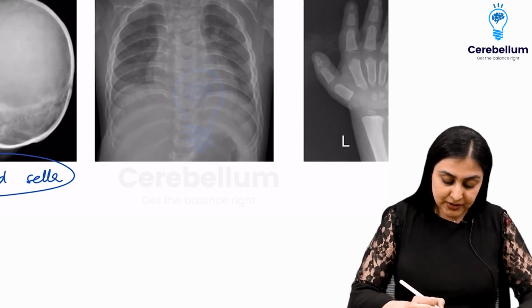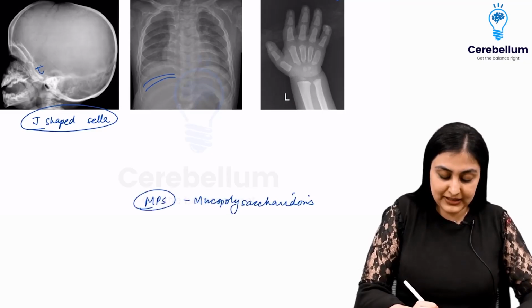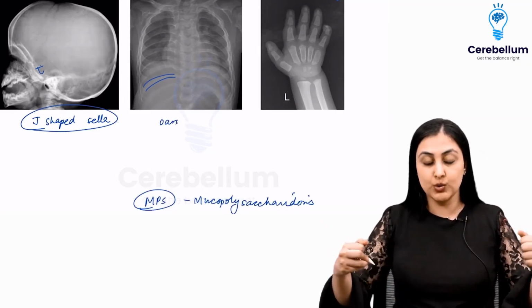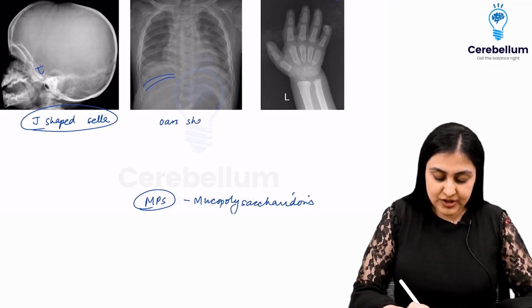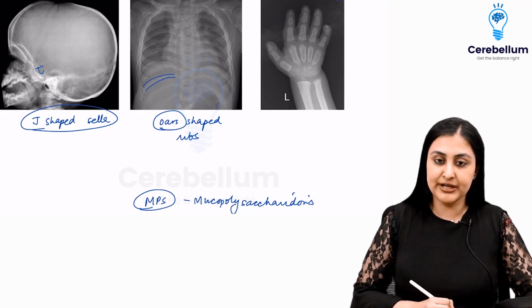Look at the ribs here. The ribs appear very, very widened. The shaft of the ribs is very much widened like oars of the boats. So these are called oar-shaped ribs. Alright, so that's one, widened ribs, oar-shaped ribs.